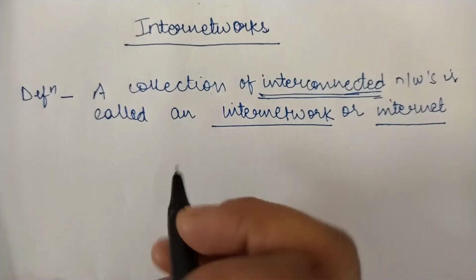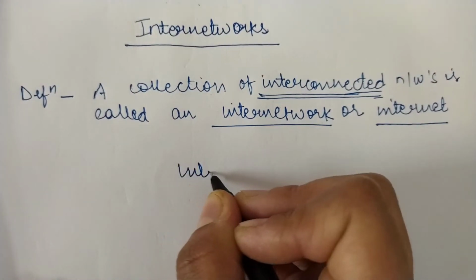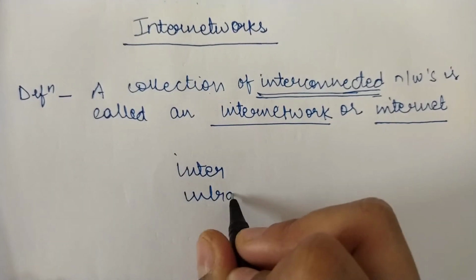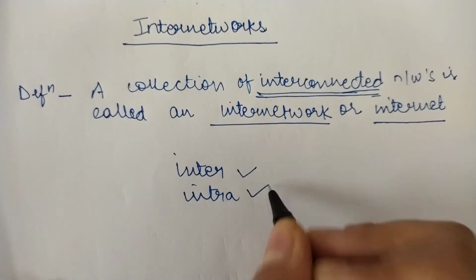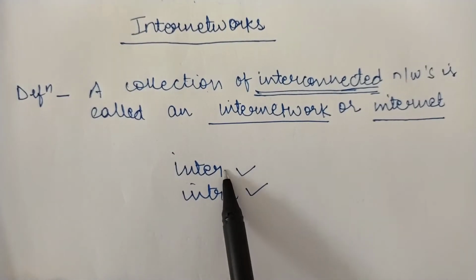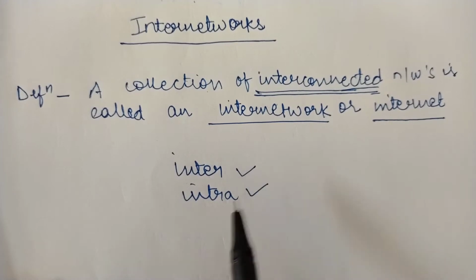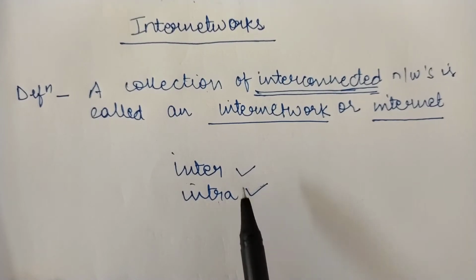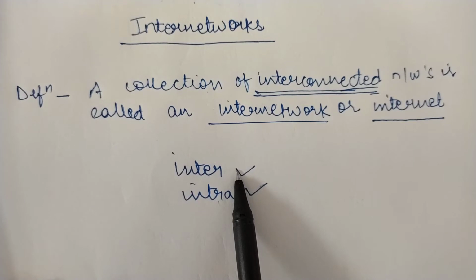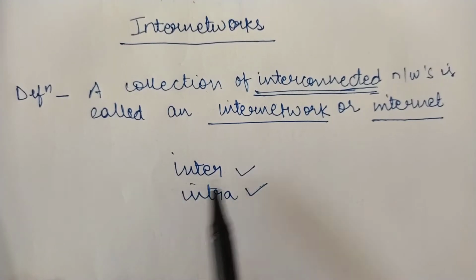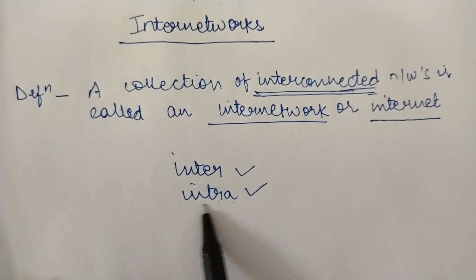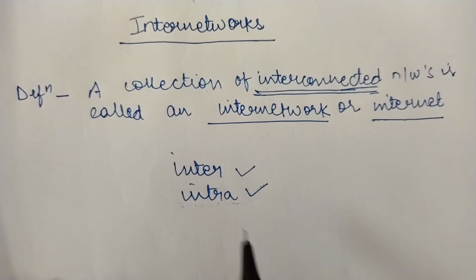You must have heard these two terms. One is inter and the other is intra. These two terms you must have heard commonly. So what is inter? Inter is between two different parties and intra is within the same, similar kind of bodies or similar kind of things. Say for example, when we say an inter-school competition, that means between different schools. And when I say an intra-school competition, that means within the school itself.